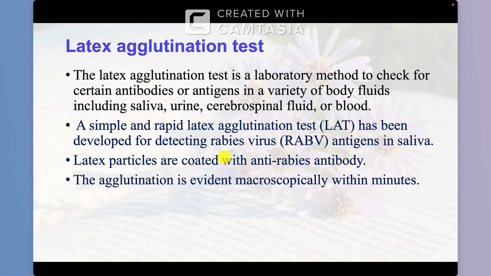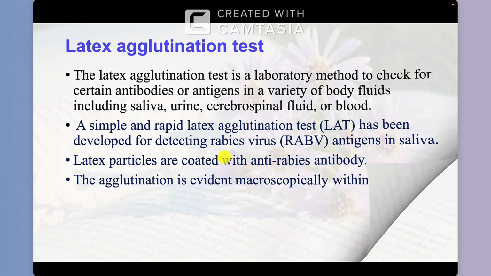The other way to do the detection is latex agglutination. Again, it is a kit and a strip, to check certain antibodies or antigens in a variety of body fluids: saliva, urine, CSF, spinal fluid, and blood. The rapid latex agglutination test, LAT, was developed to detect rabies virus, RABV, antigen in saliva. Latex particles are coated with anti-rabies antibodies, and when mixed with the sample, it will give a positive or negative result.